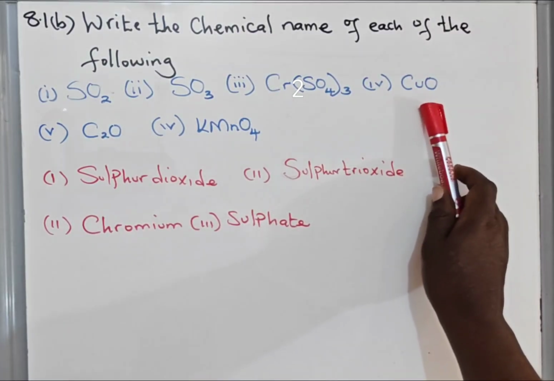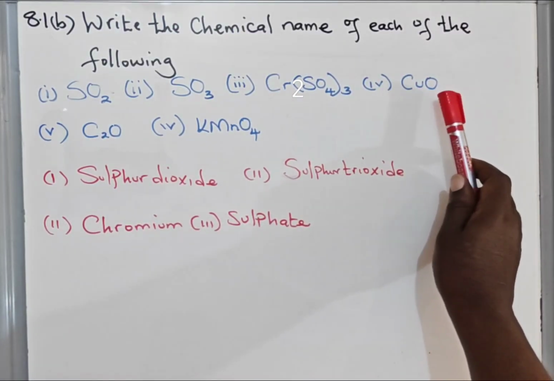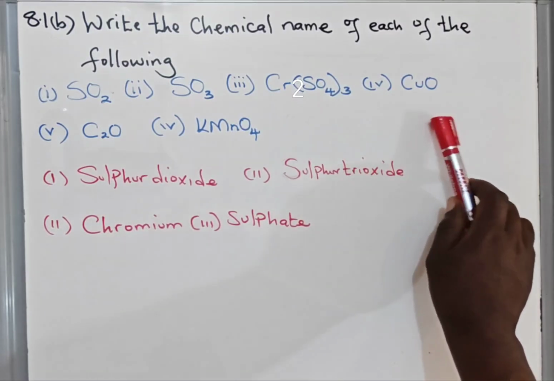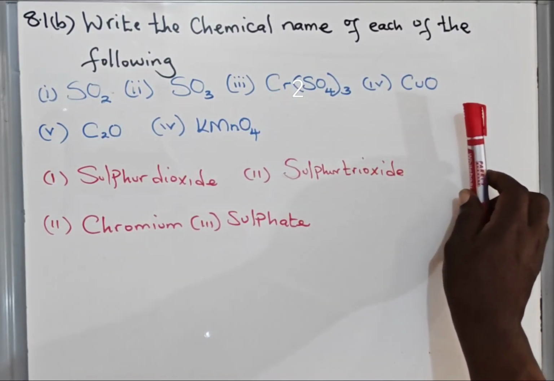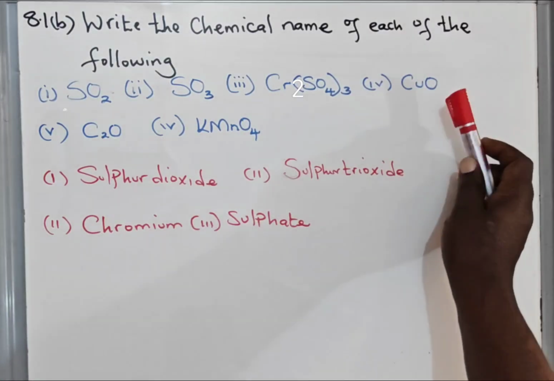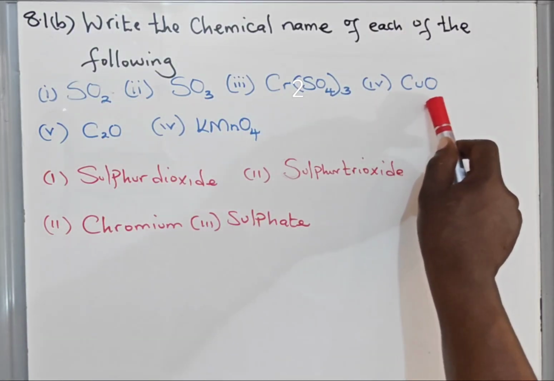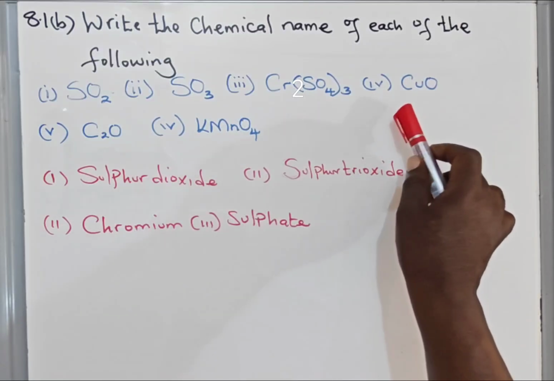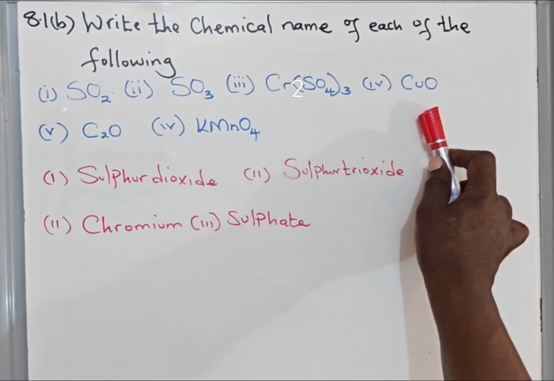Then we come to this one, CuO. This is a copper oxide. But we need to know that copper is a transition metal having more than one oxidation state. If we don't state the oxidation number in which copper exists here, it might bring confusion. So the best answer here is going to be copper(II) oxide.